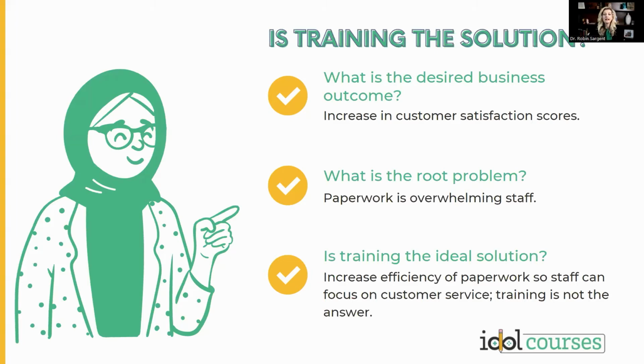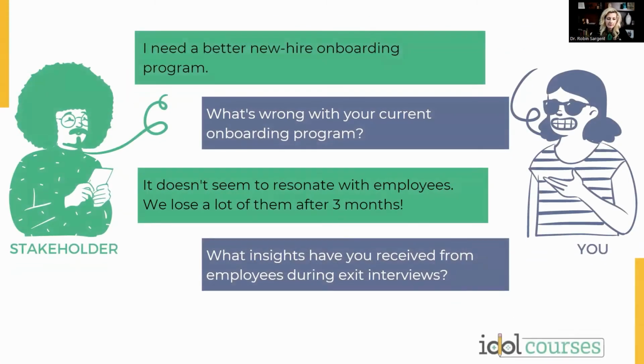So what you'll see here is if you can start asking really good questions in this primed model, you will train your ears to be attuned to identifying the business outcome, the root problem, and whether training is the ideal solution. You'll be able to come into these situations and things will start clicking for you. In the examples, you ask several of the different primed questions to get really to the heart of that root problem. All right, let's get to another one.